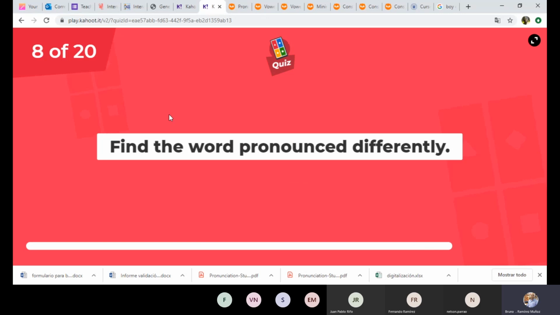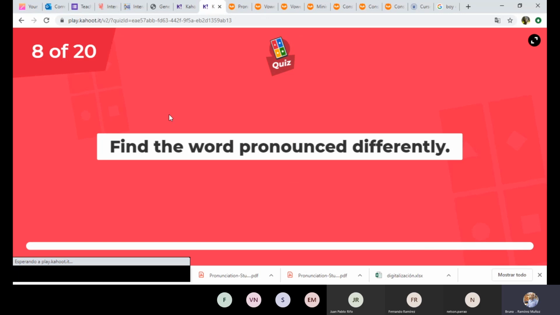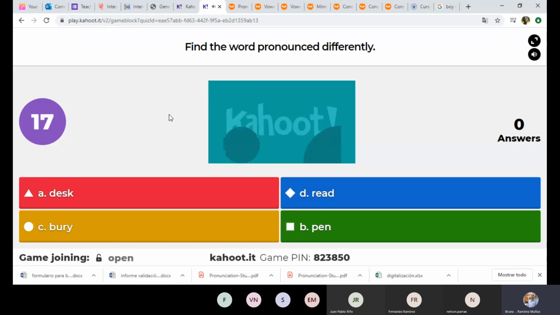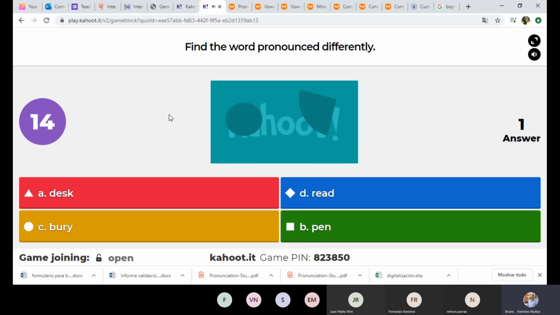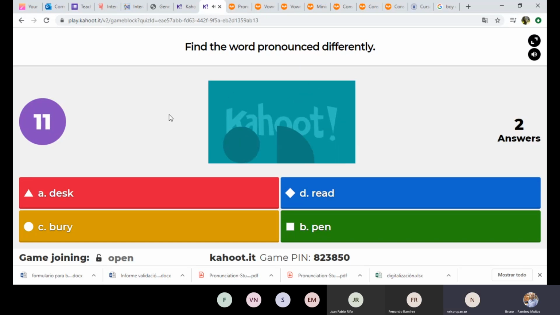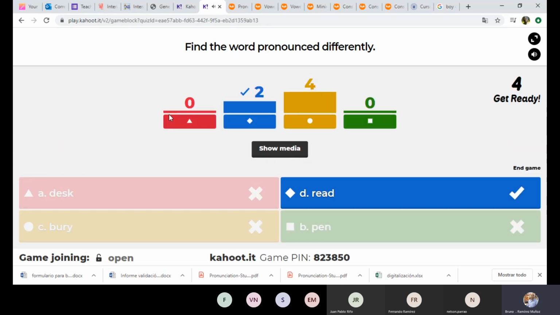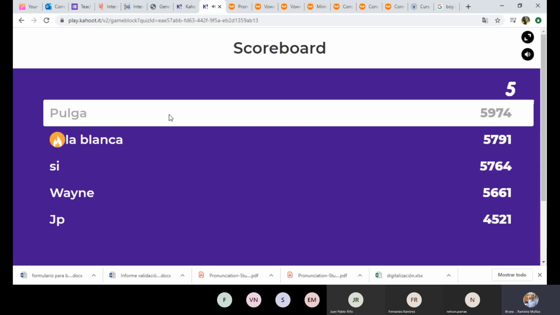Find the word pronounced differently. Give me the color. Yellow. Get it? Desk, berry, pen, read. The only difference, read. The other ones were with e. Interesting, right?